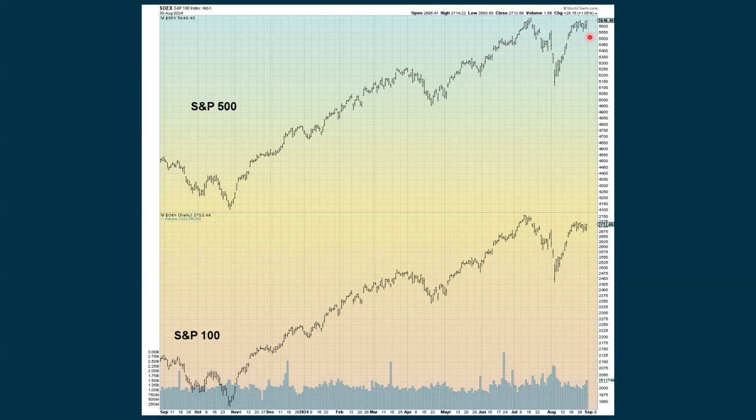Now, what I just said about this chart, I really get from different charts. This is just showing, okay, are we seeing any divergences here? Not really. It's the other charts that show the weakness of the S&P 100 relative to the S&P 500. But for the most part, they've been hanging in there together.